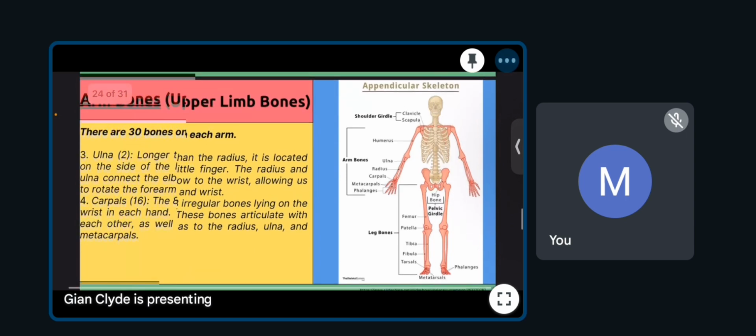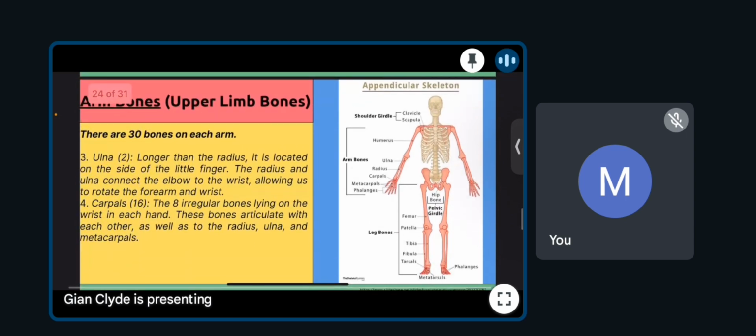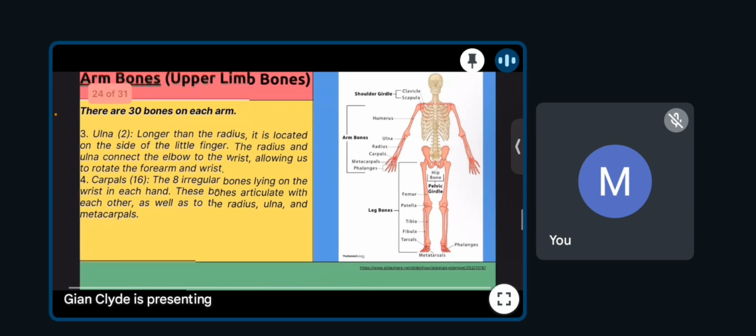Next is the ulna. We have two ulna, longer than the radius. It is located on the side of our little fingers. The radius and the ulna connect the elbow to the wrist, allowing us to rotate the forearm and wrist.